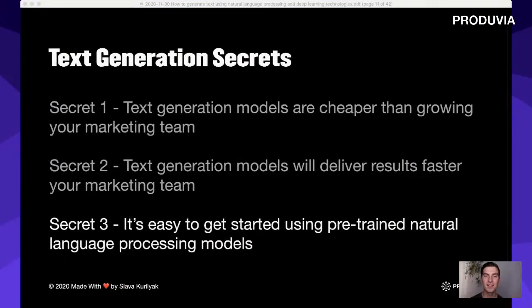And secret number three is it's easy to get started using pre-trained natural language processing models. So what does that mean? It's easy to get started. But Slava, you may ask, aren't AI models difficult? Aren't they complex? Well, yes and no. Yes, if you are building something from scratch, if you're building a custom solution, that can be quite complex.